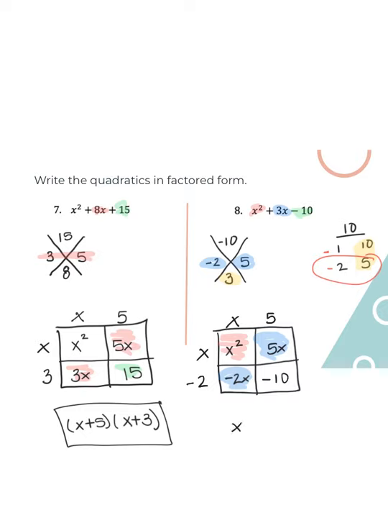So now I'm going to write x plus 5 and x minus 2. That's going to be your final answer for that one.